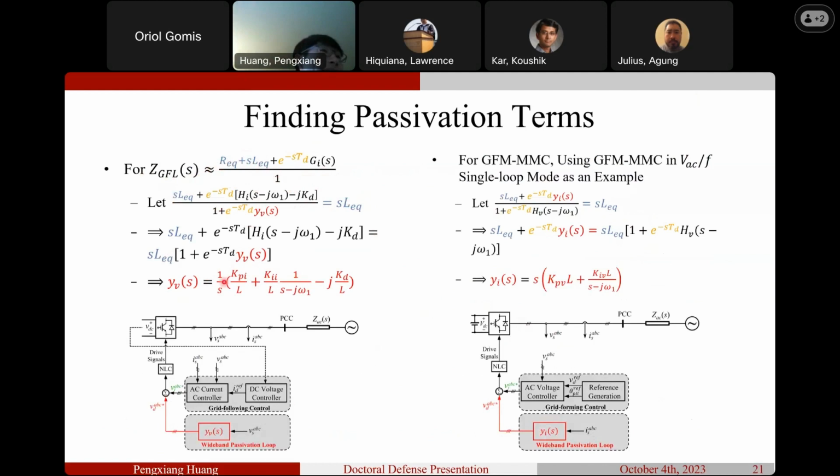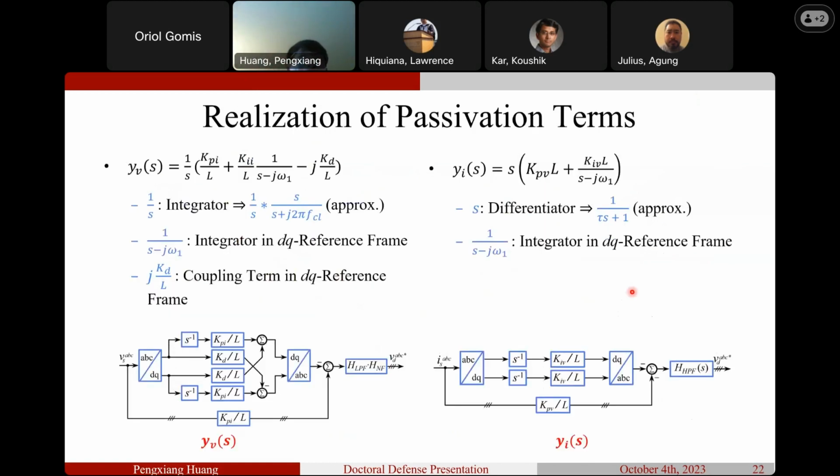And you do a like 8th grade middle school equation, right? Solving the unknowns. And then you get this expression for the voltage feed forward. Similarly, you can do that for the grid forming MMC to find a current feed forward term, which is like this.